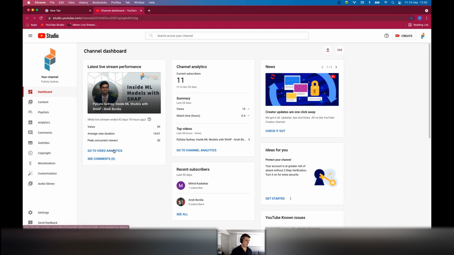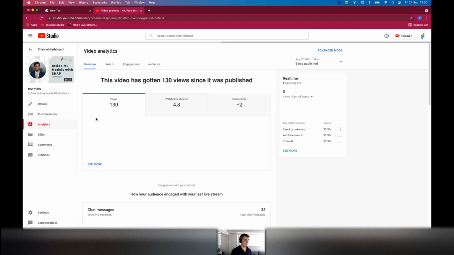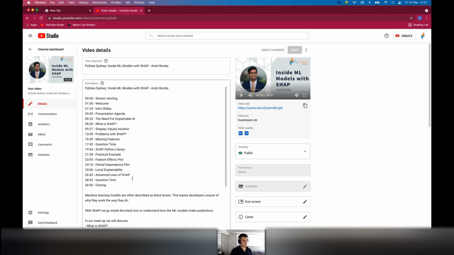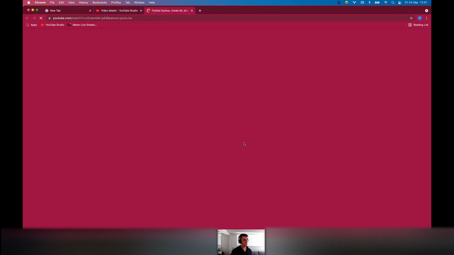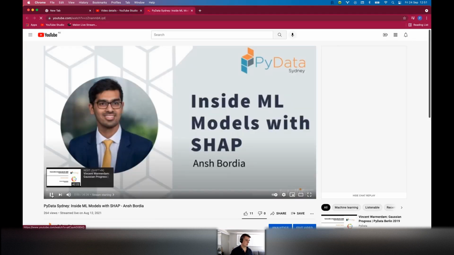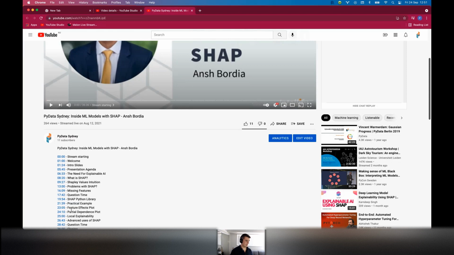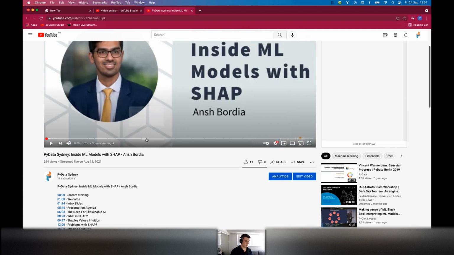So for example, the view analytics details. After the event, I went and put all these timestamps in. So if you go to here and pause, simply by having those timestamps and text in there, it creates these little chapter marks. Little details of polish like that are what I need to do after the event as well.